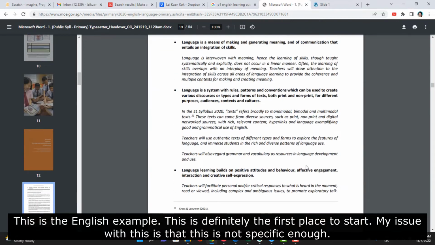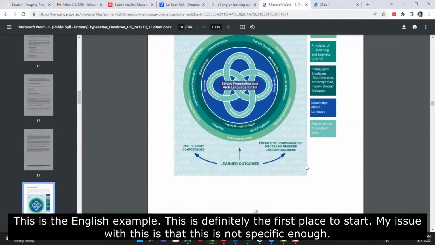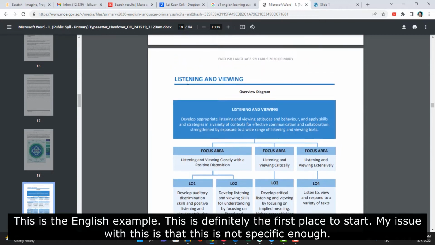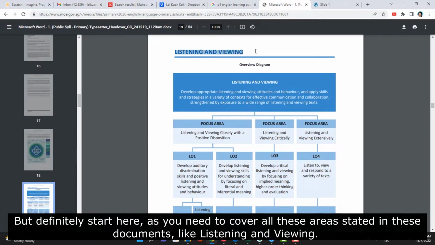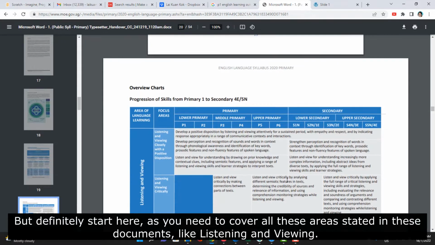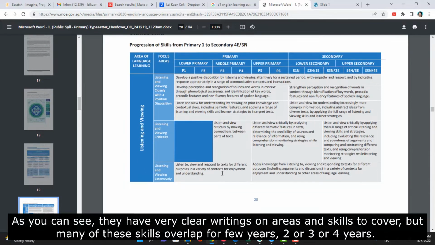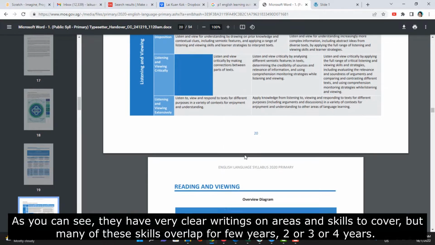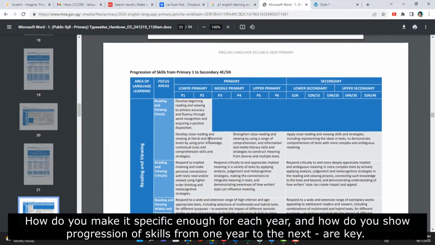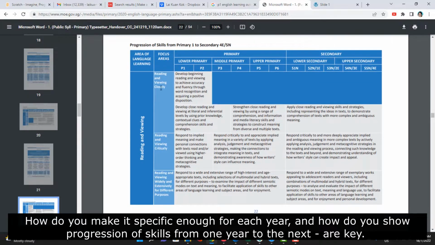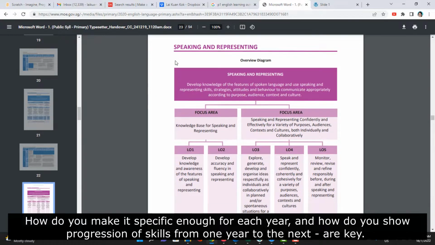But what I find is that the issue with this is that it is not specific enough, but definitely we should start here because you will need to make sure you cover all these areas, like listening and viewing, all these areas that they talk about. As you can see, they have quite clear writings from primary 1 to P6, right? But some of it overlaps for maybe 2 years, 3 years, or 4 years. So then how do you make it specific enough for each year? And then how do you show the progression from one year to the next? That's the key we want to cover, right? But definitely use this resource as a start.